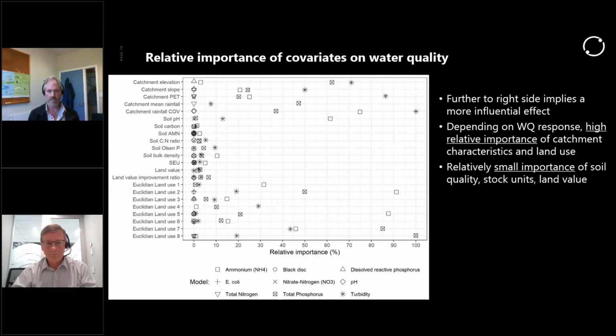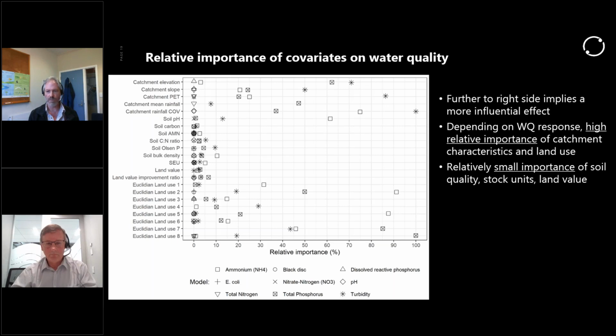And this slide here is sort of a summary of the whole project. And it basically puts the relative importance of some of these indicators that we've talked about on water quality. So further to the right, it implies that there's a more influential effect of some of these indicators.